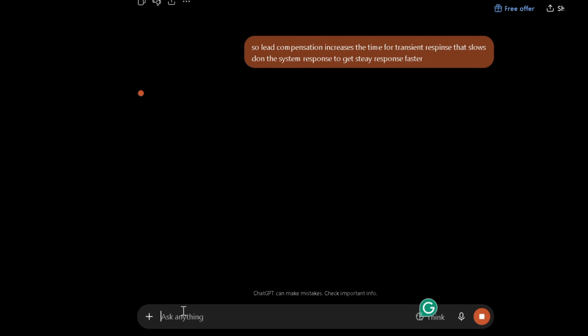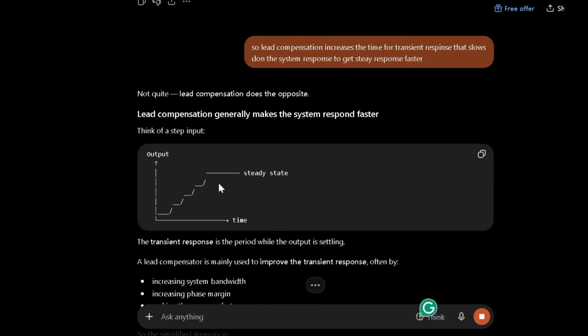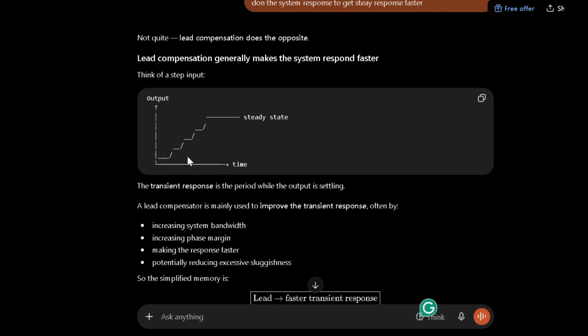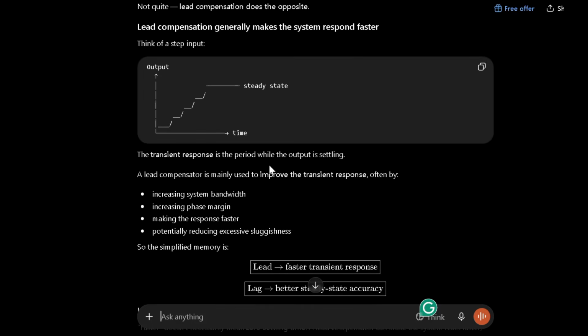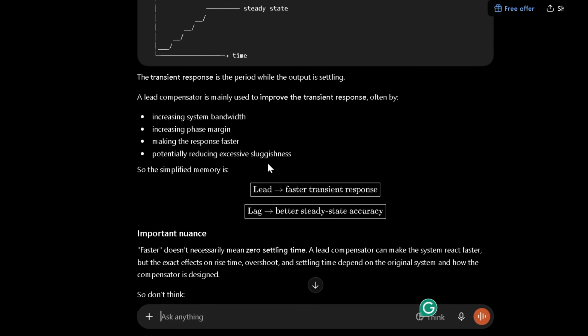Lead compensation does the opposite. Lead compensation generally makes the system respond faster. Think of a step input: the transient response is the period while the output is changing, and then it reaches steady state. Lead compensation mainly works to improve the transient, often by increasing system bandwidth and increasing phase margin, potentially reducing excessive sluggishness. So a simple memory aid: lead gives faster time response, lag gives better steady state.